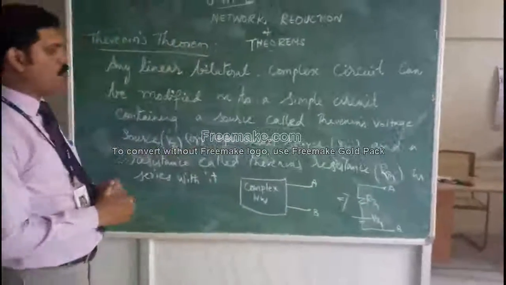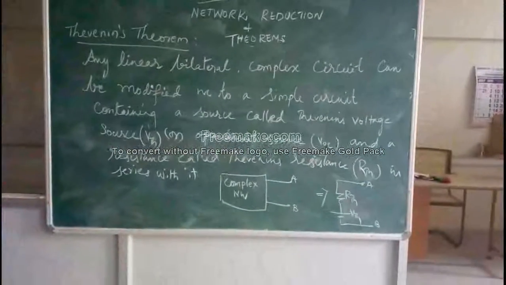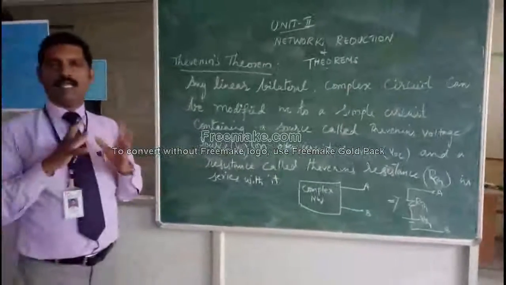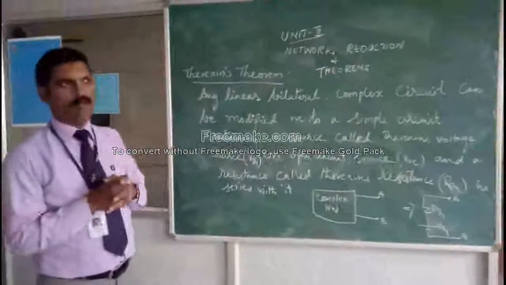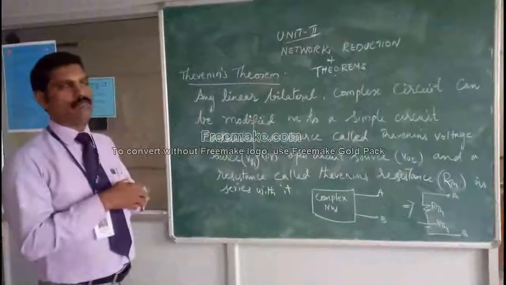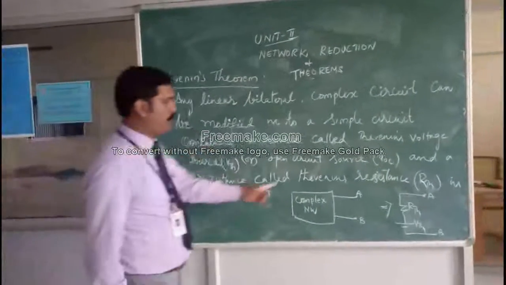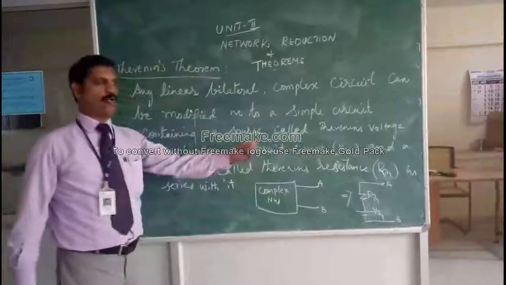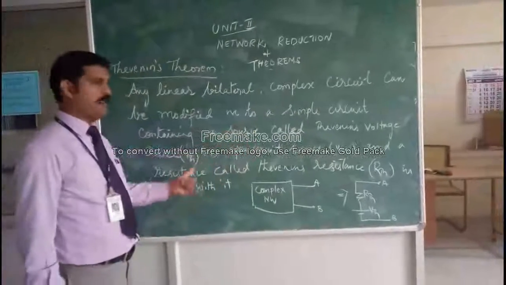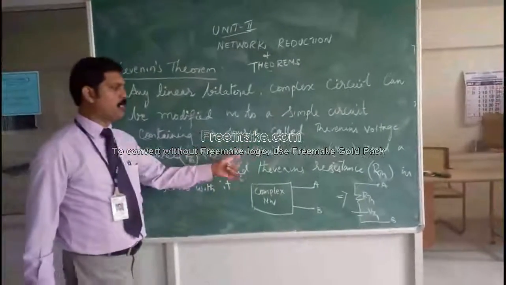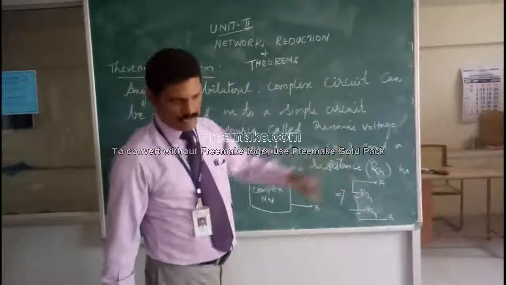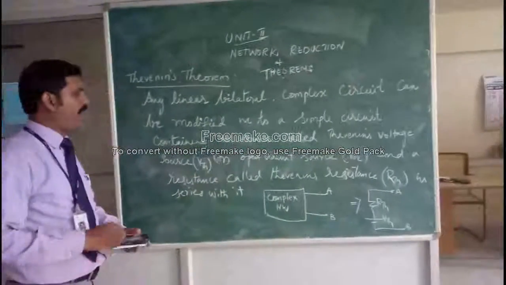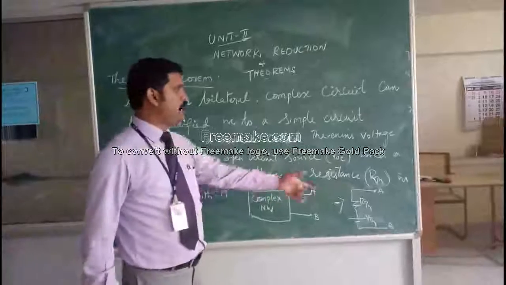Now let us see how to find this V Thevenin and R Thevenin. The theorem states that any complex linear bilateral network can be modified into a simple circuit containing a single voltage source called V Thevenin, or open circuit voltage VOC, and a resistance connected in series with that source called R Thevenin, Thevenin's resistance. Now let me show you how to find this V Thevenin and R Thevenin.